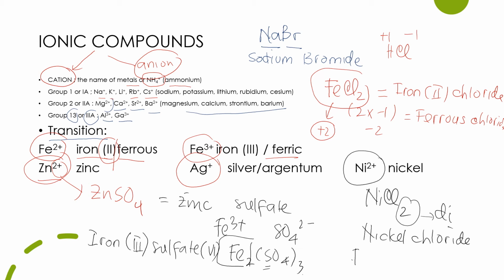When we have FeCl3, the name is not iron 3 chloride, but iron(III) chloride. The 3 here is the oxidation state of Fe, not this 3 here. The 3 here is not mentioned. Then Cl is chloride.